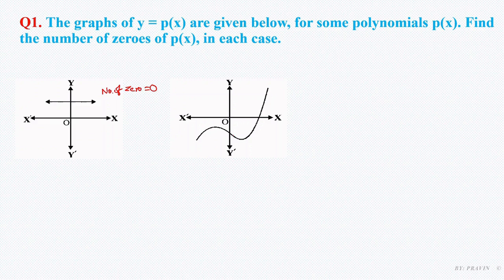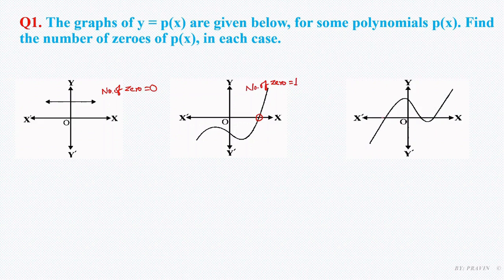Next graph is this one. So this is the graph of a polynomial and it is intersecting the x-axis at this point. So this is the single point. So the number of zeros will be 1. Next is this graph. Just locate the points of intersection on the x-axis. This is a point, this is another point, this is another point. So the number of points of intersection on the x-axis is 3. So the number of zeros for this polynomial will also be 3.